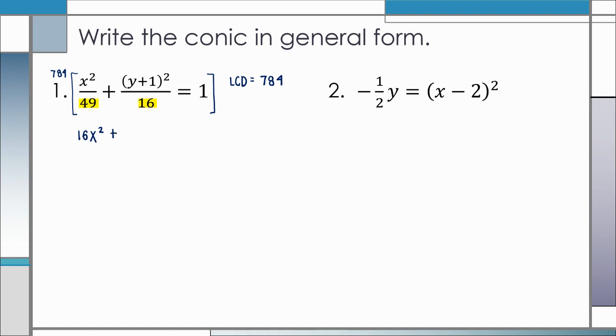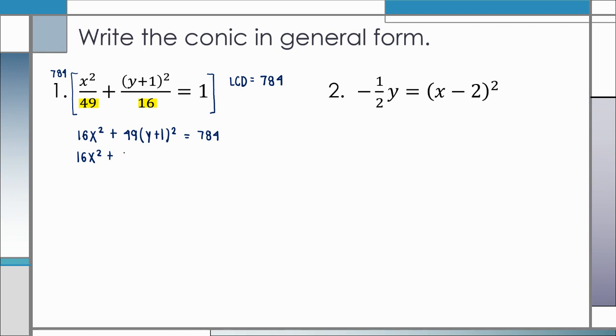Plus, because I know that I got 784 by multiplying 49 and 16, 784 divided by 16 is going to be 49. That is going to be multiplied by this numerator, y plus 1 quantity squared. That is going to equal 784 times 1 is 784. Now, 16x squared, we're not going to be able to do any type of multiplying. There's no parentheses there, so that gets to stay as it is.